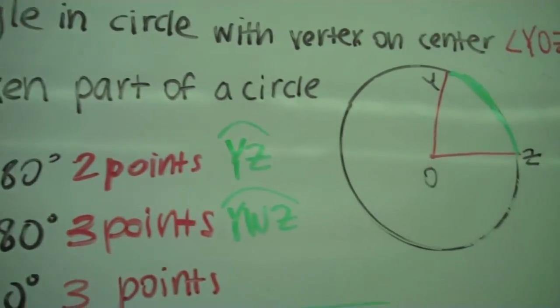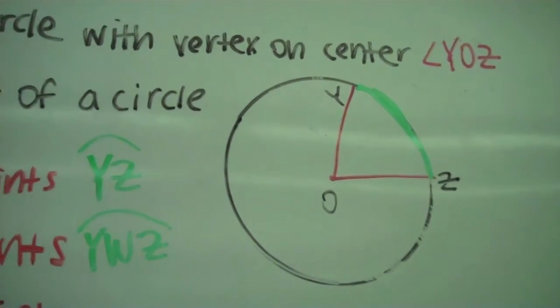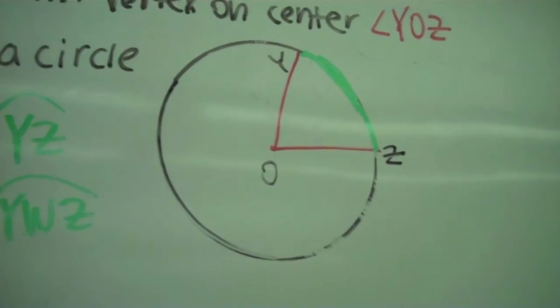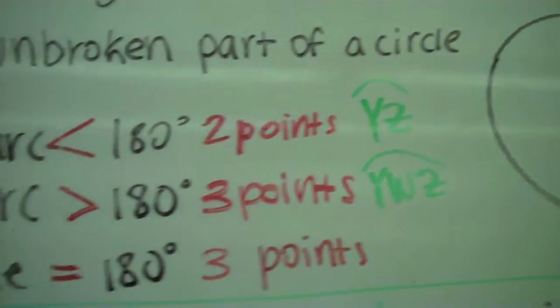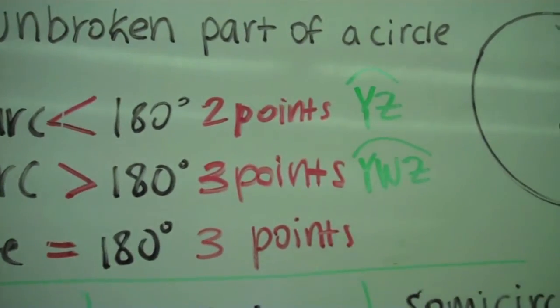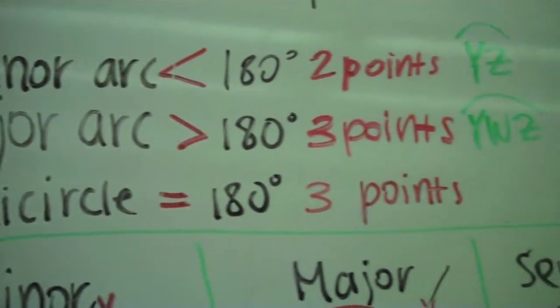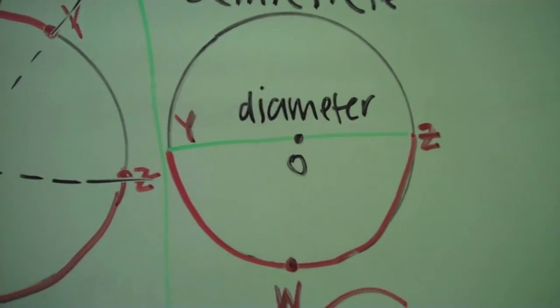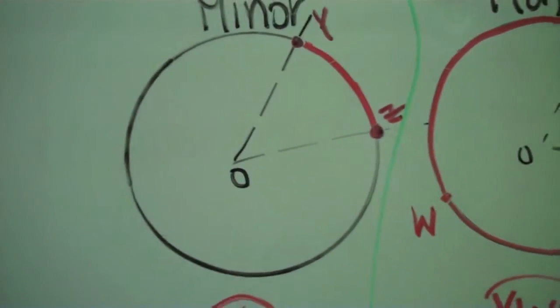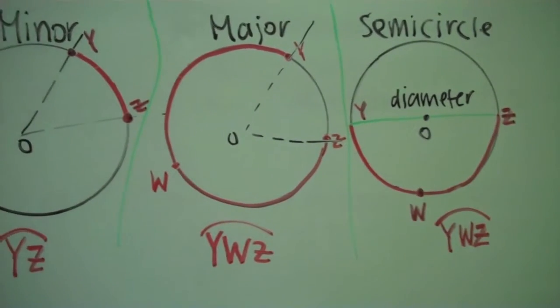An arc is an unbroken part of a circle. Y and Z and the points of circle O in the interior of angle YOZ form a minor arc. Y and Z and the remaining points of circle O form a major arc. If Y and Z are the endpoints of a diameter, then the two arcs are called semicircles. A minor arc is named by its endpoints. You use three letters to name a semicircle or a major arc.